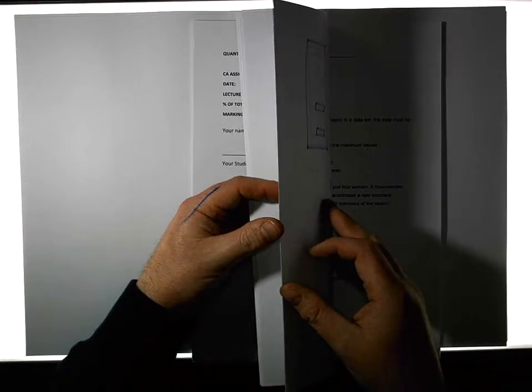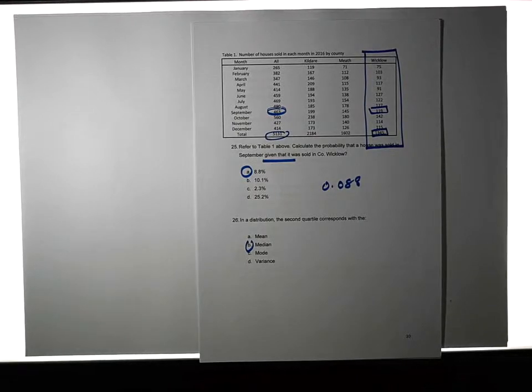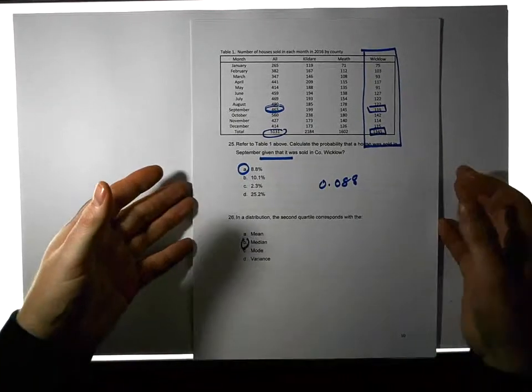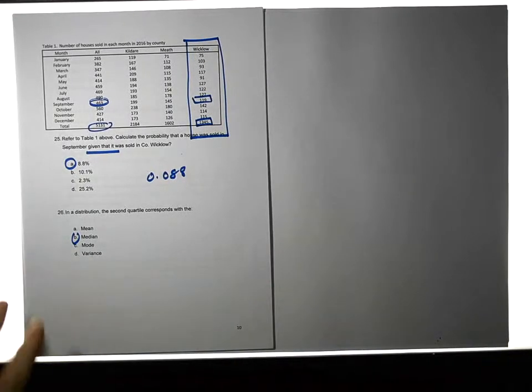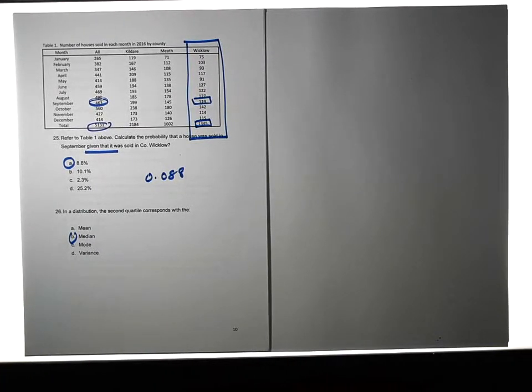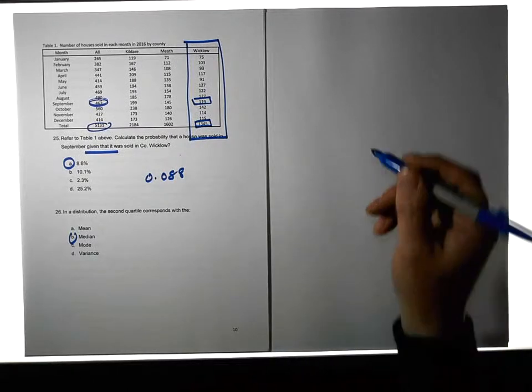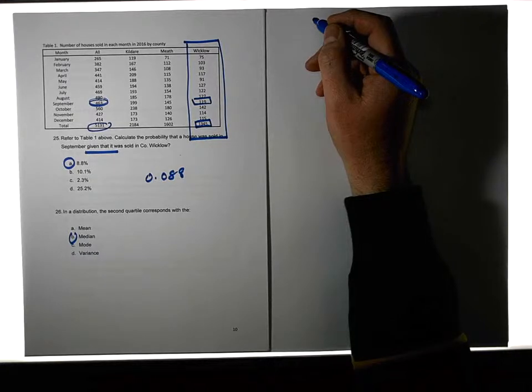Let's have a look in here because I know that there is a table here. Here's a table that he provided, which is in relation to the number of houses sold in each month in 2016 by county. So let me write down the multiplication rule first of all, Gemma. I'm going to take Gemma's question first of all, and then Harif, I'll have a look at yours in relation to the class intervals.